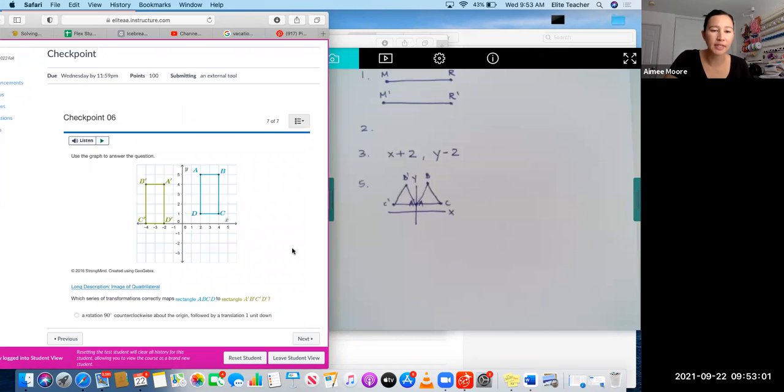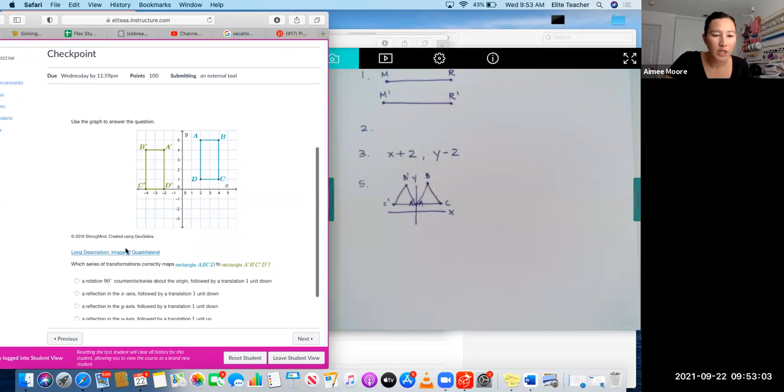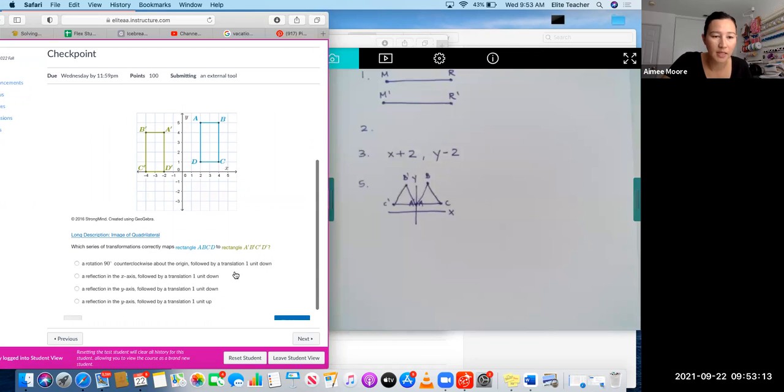All right, use the graph to answer the question. Which series of transformations correctly maps rectangle ABCD to rectangle A prime, B prime, C prime, D prime? So is it a rotation? Is it a reflection in the x-axis, a reflection in the y-axis, followed by these translations? So go ahead, I'll give you a second. Make sure you're starting with the blue rectangle and then describing the transformation from the blue to the green, because if you reverse it, it'll be wrong.